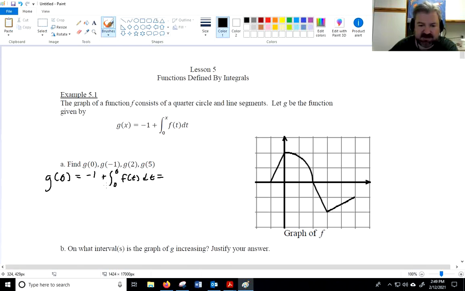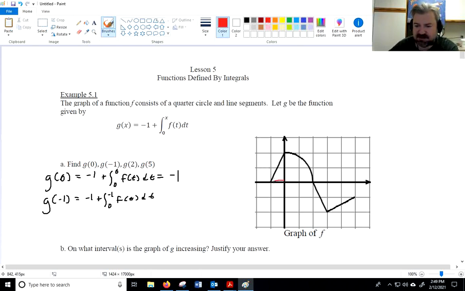Well, we know what that is because the integral from 0 to 0 is simply 0. Any integral from a number a to a is an area of 0. So this is just -1. Next, we'll find g of -1. Well, that's -1 plus the integral from 0 to -1 of f of t dt. Now, we need to be careful because 0 to -1 is actually moving backwards.